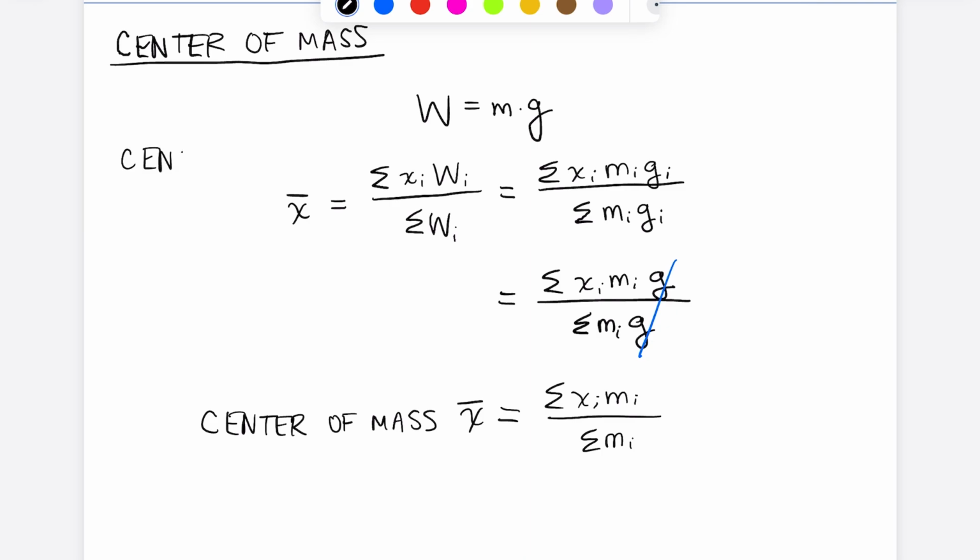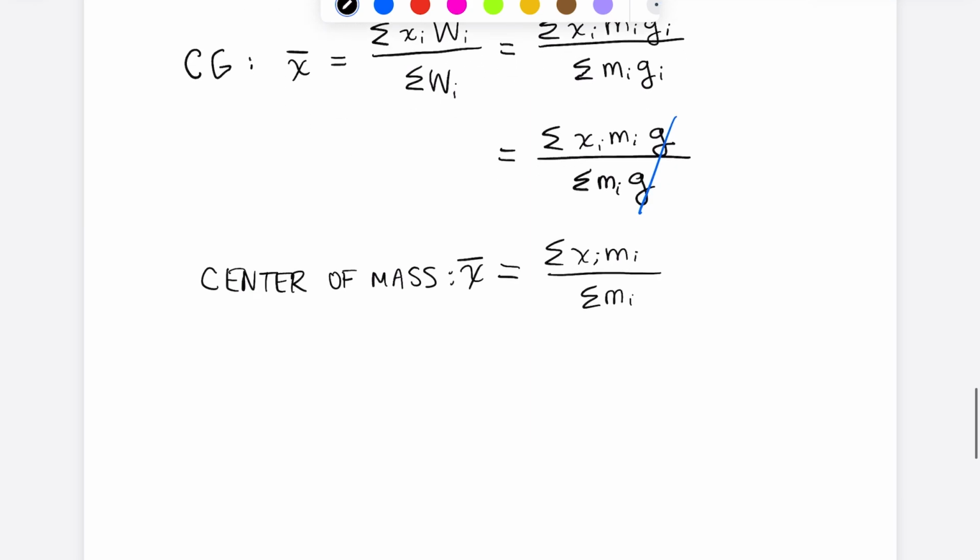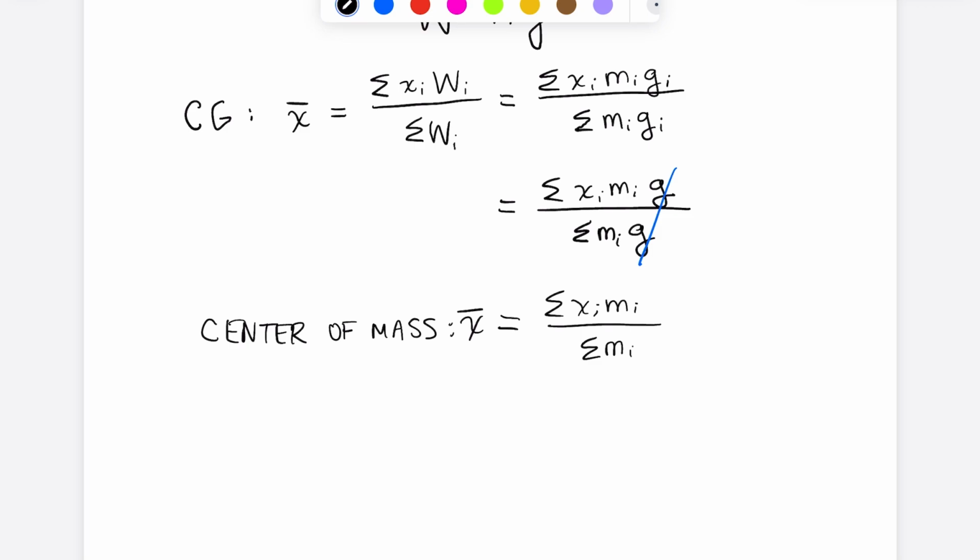We started with the center of gravity, which I'm just going to abbreviate with CG. So our center of gravity is the sum of xi times the weights divided by the sum of the weights, and our center of mass is the sum of xi times the individual masses, mi, divided by the sum of the masses. So you can see that these two equations are very, very similar. We've just replaced the individual weights with the individual masses.